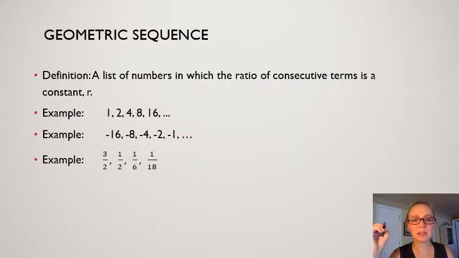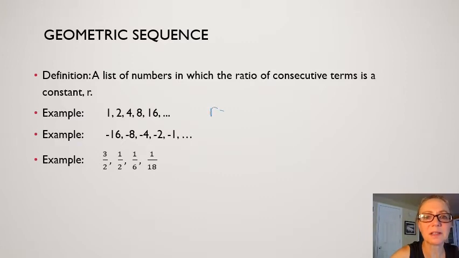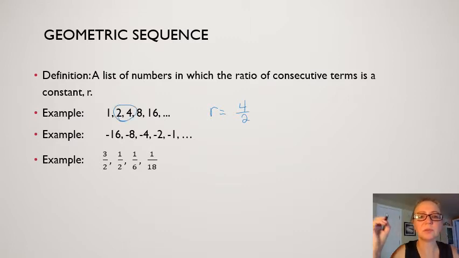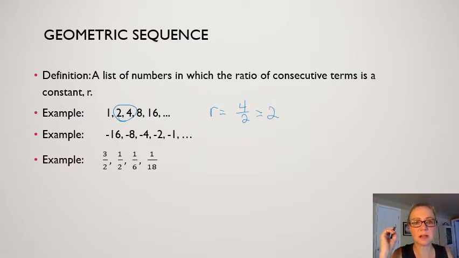A geometric sequence is a list of numbers in which the ratio of consecutive terms is a constant r. In the example 1, 2, 4, 8, and 16, we can find r by dividing consecutive terms. So I'm going to pick two consecutive terms, 4 and 2. Notice I divide 4 by the previous term, 2. 4 divided by 2 is 2. So that sequence was formed by multiplying by 2 each time. 1 times 2 is 2, 2 times 2 is 4, 4 times 2 is 8, 8 times 2 is 16, and so on.